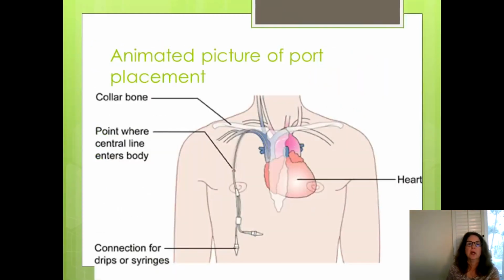Okay, and here's just another picture of port placement. You can see where the collarbone is, and the point where the central line enters the body, but the vessel is further away. So literally it's tunneled under the tissue to protect it for a while. Then you can see the connection there. Here's an insertion site, but here's a vessel up here. And then it's taped and dressed on the outside externally.